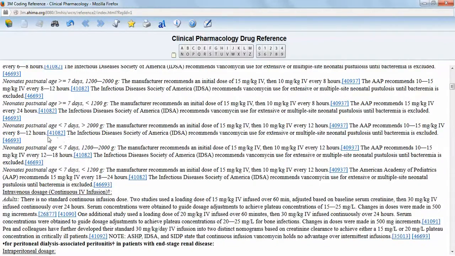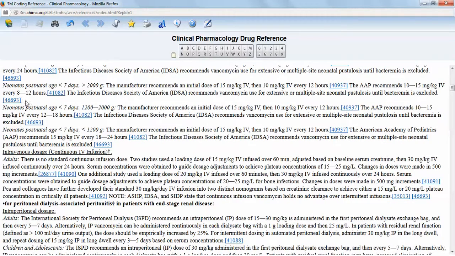All right, it gives the dosages, so you can see here, for instance, neonates, post-natal age, 7 days, etc. Manufacturer recommends an initial dose of 15 milligrams per kilogram IV, then 10 milligrams per kilogram IV every 12 hours. Okay, that gives you an indication. If you see that kind of a dosage being given to a child, then probably they're doing it for a brain abscess. It's very possible. But at the very least, you know that it is being given for an infection of some sort.